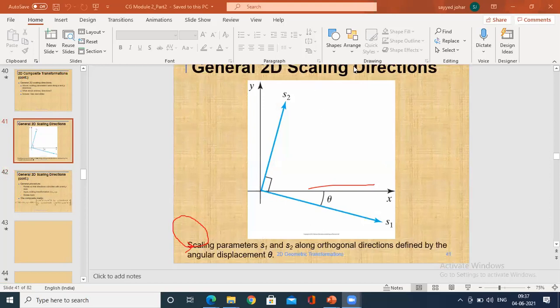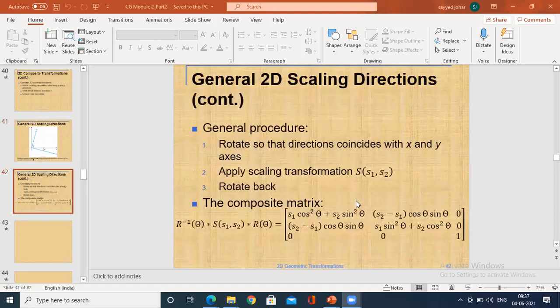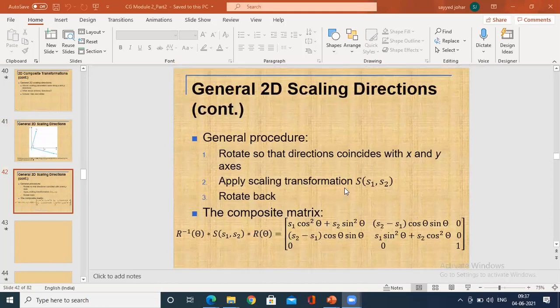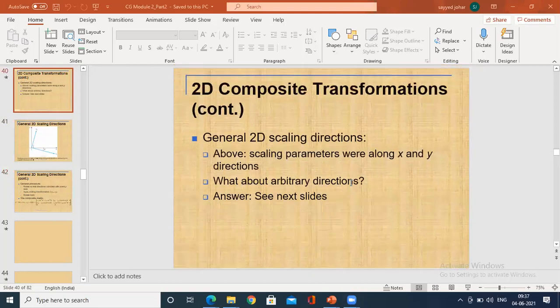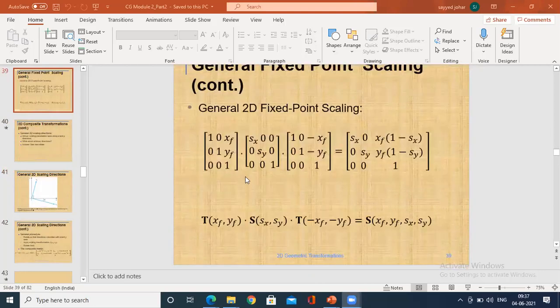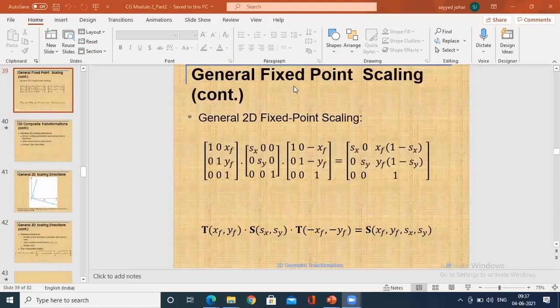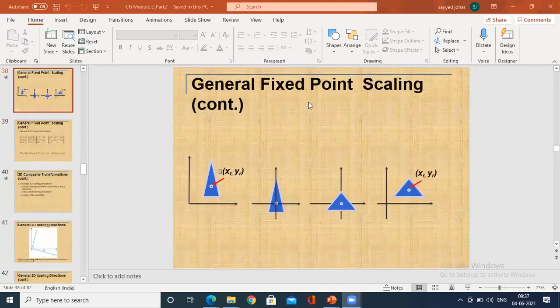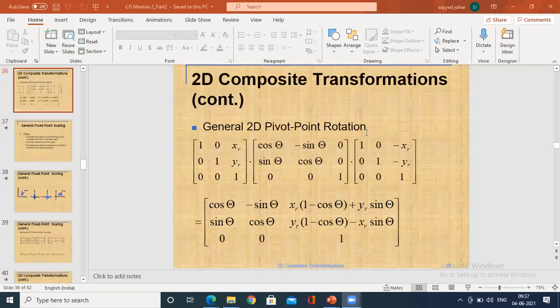See, you have to make this coincide with the x and y axes. So this is a negative rotation. Then you have to scale the things. Then you have to rotate it back to the original position. So when you write the matrices and directly multiply, you are going to get this. See, this is a rotation. Remember, previously it was translation, scaling, translation. This is rotation, scaling, rotation. This is called general fixed point scaling.